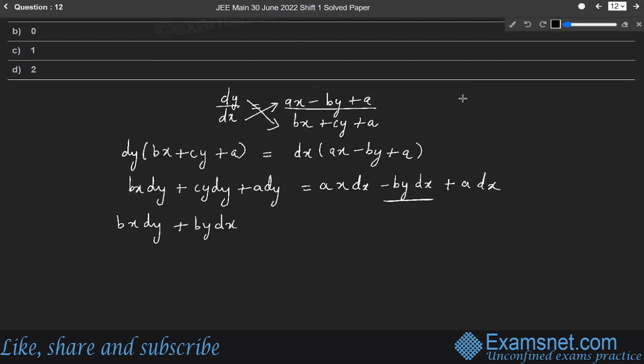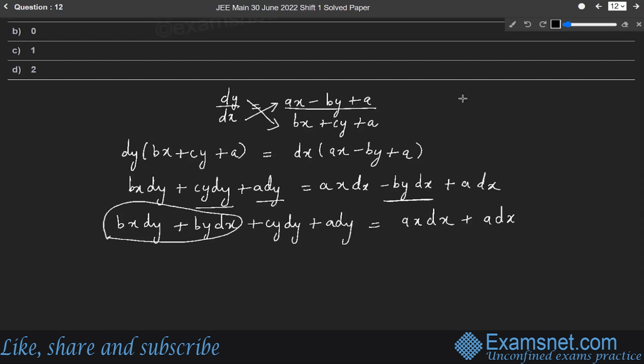Then what are the remaining terms in the left hand side? cy dy plus a dy. So we have cy dy + a dy is equal to, what are the remaining terms in the right hand side? ax dx + a dx. Now, if we focus only on this expression, we can see that here b is common. So let us take b common. Then we have b(x dy + y dx) + cy dy + a dy is equal to ax dx + a dx.